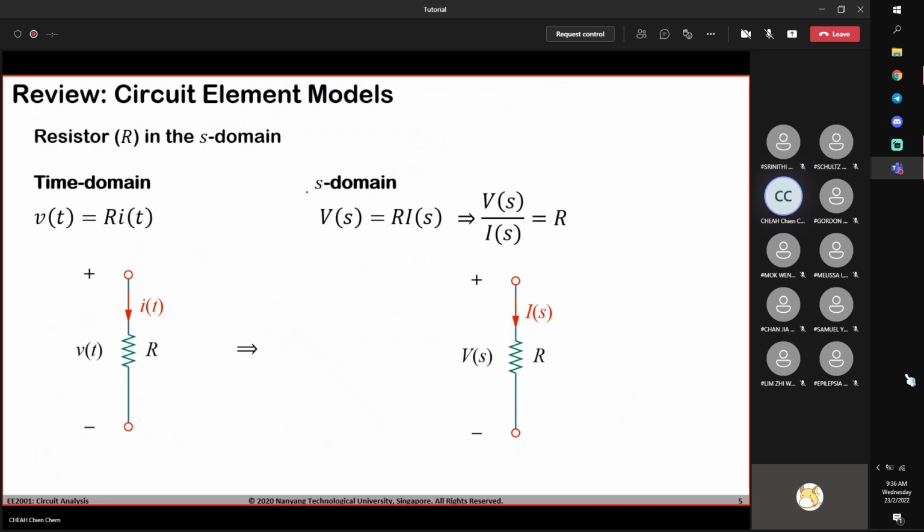Therefore, when you take the Laplace transformation, V(s) is equal to R I(s). I(s) is the Laplace transformation of i(t). V(s) is the Laplace transformation of v(t). This means that V over I is R. Therefore, in the Laplace domain, resistors remain the same, because there's a linear relationship between voltage and current.